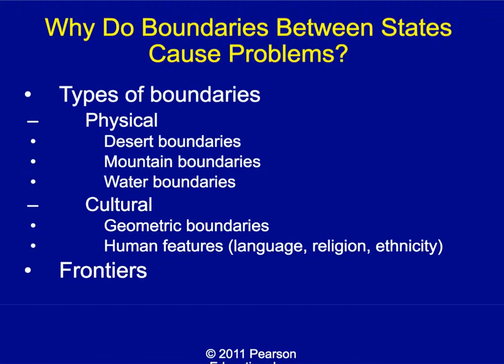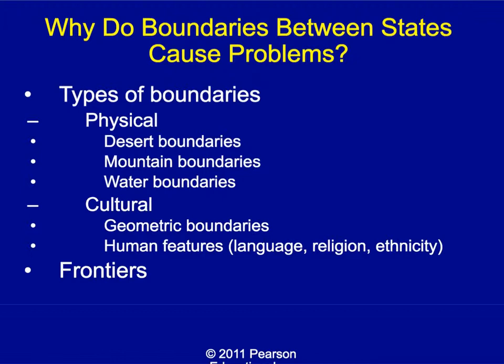Physical boundaries, very simply, can be deserts, mountains, or water. Now, that could be a lake, a river, an ocean can be a boundary. When it comes to desert boundaries, a boundary drawn in a desert can effectively divide two states.